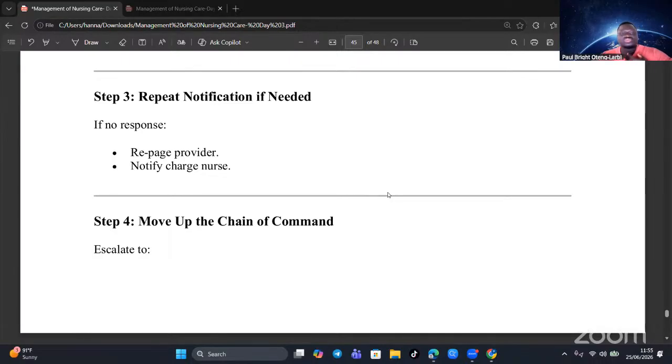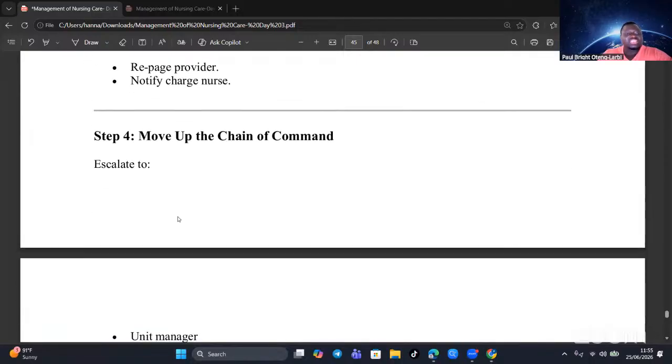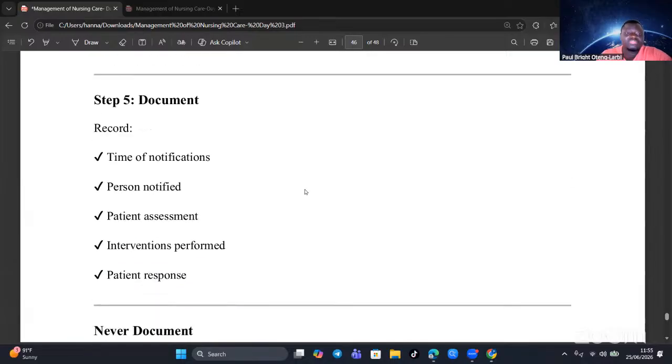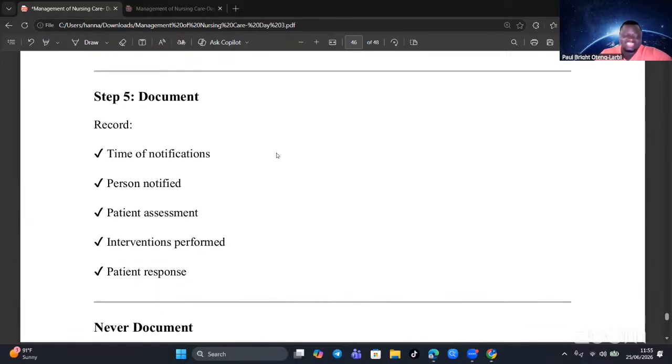Okay. So notify the charge nurse and repage the provider, record them. Then you move up the chain of command, escalate to the unit manager. You know the chain of command now. The nursing supervisor, medical director, administrator. Go through that channel. Then document whatever has happened: time of notification, person notified, patient assessment, interventions performed and patient response.